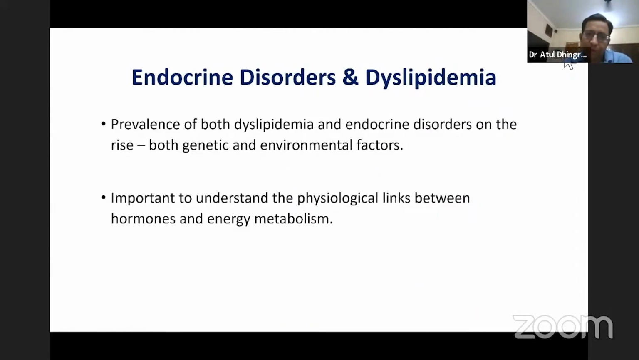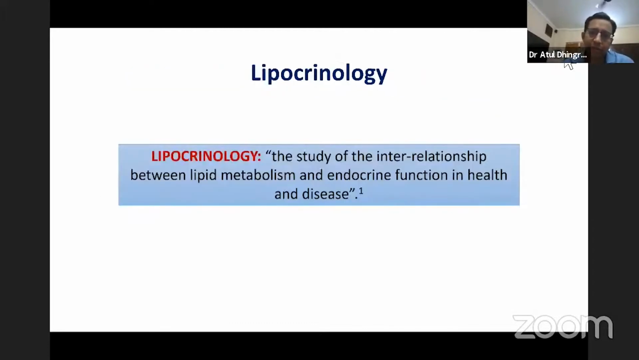So if we look into the prevalence of dyslipidemia and endocrine disorders, both have genetic and environmental factors which contribute to the development of these disorders. And it is important to understand the various physiological links that exist between the hormones and energy metabolism. And this is what we are going to talk about in the next few minutes.